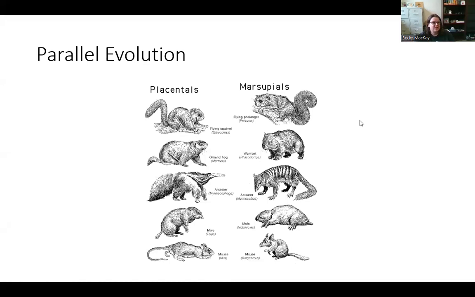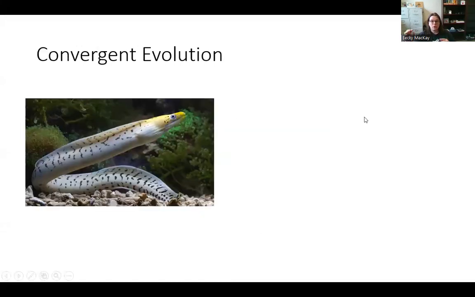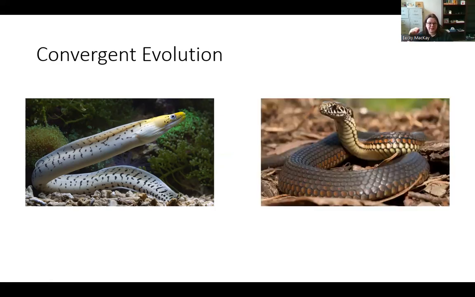But we also have this example of convergent evolution, which is where they don't necessarily occupy the same niche, but they look similar. So organisms that look similar, even though they have not been related for a really long time. So we have eels. Eels are fish. But eels look really similar to what animal? Snakes. So eels and snakes, fish versus reptiles, diverged millions of years ago. But over time, they have what we call converged.